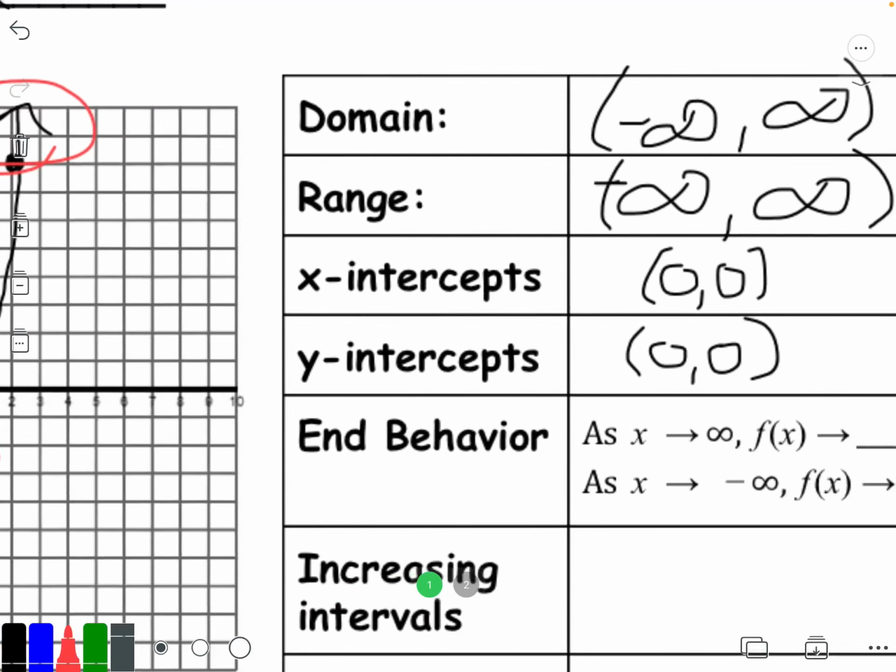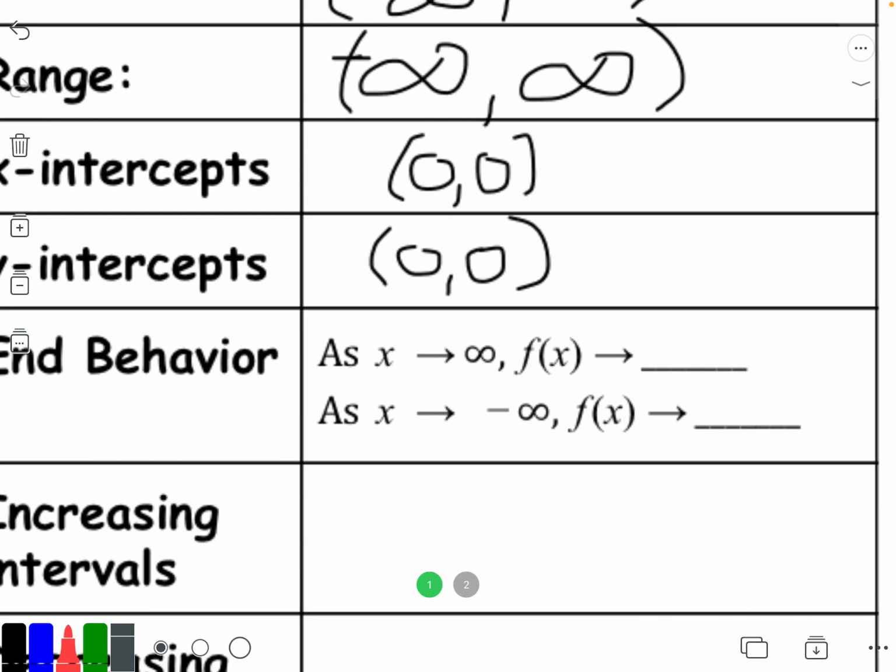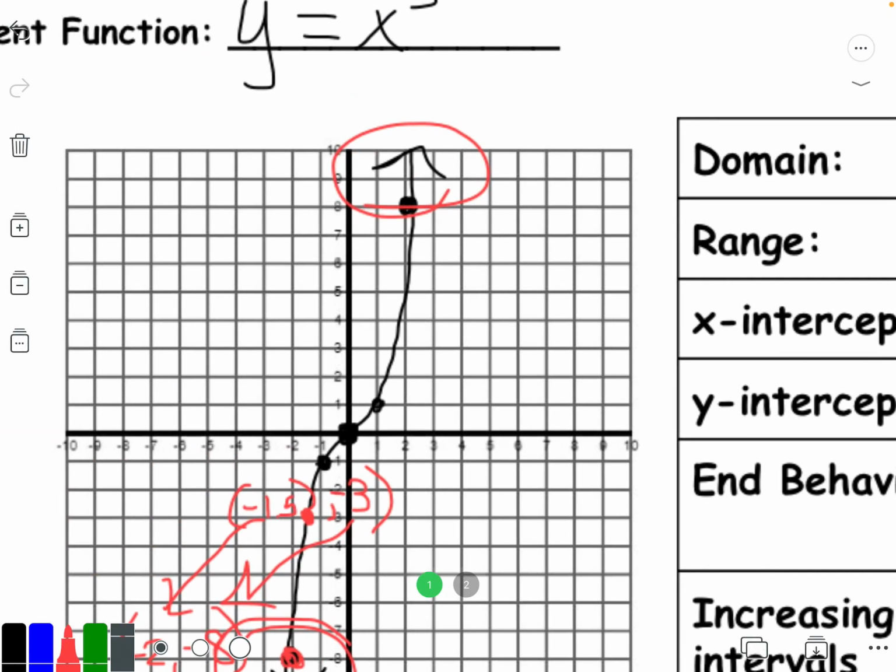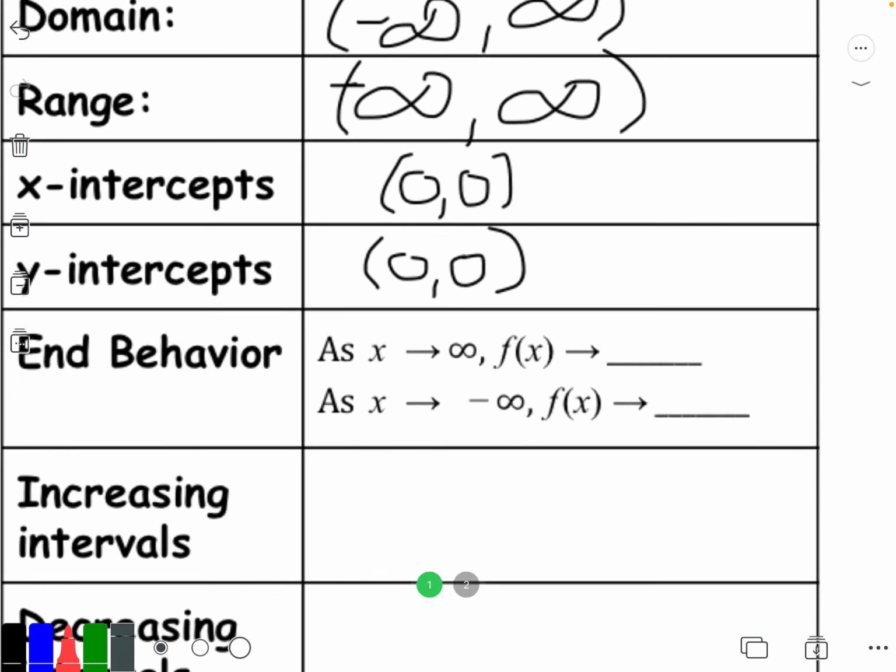So let's look at our end behavior for the top part of the graph. In this case, it was just like our linear function. Our x values are increasing, and so are our y values. So they're going to positive infinity there as well.